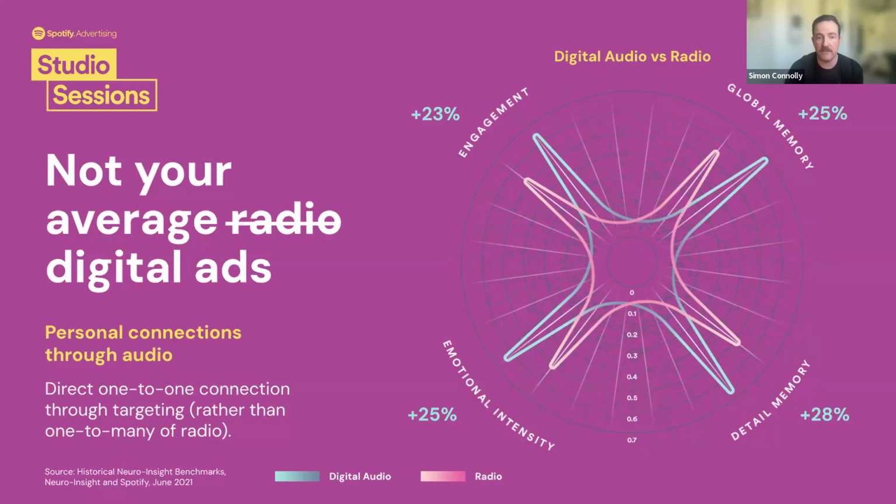We believe this boost is directly tied to digital audio's personalization and interactivity. Unlike traditional radio, digital audio lets people tailor what they're hearing, so it connects directly to their specific interests and the moment that they're in. Radio is a one-to-many medium, whereas with digital audio, you can understand your audience. You can be relevant and build one-to-one connections with listeners through specific targeting.